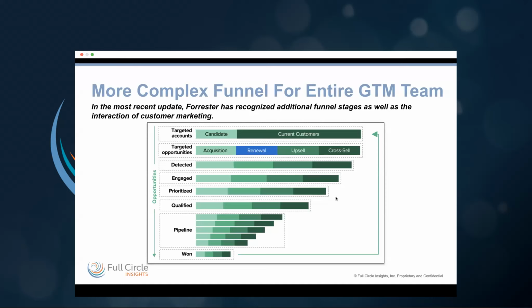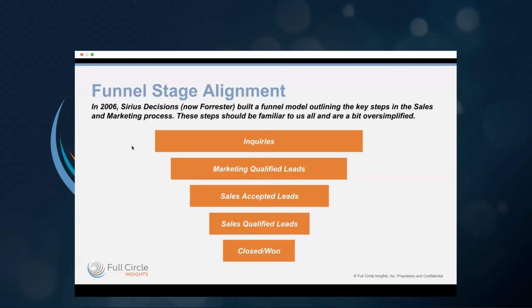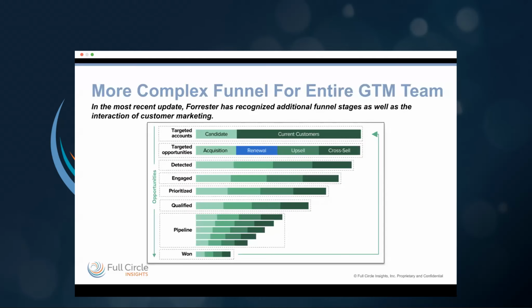And the next picture we have is a much more complex funnel. This is the most recent Forrester demand waterfall. It's a much different picture than this picture, right? It's a much more complicated, complex picture. But what's most important in both of these pictures is the consistency with which you execute your strategy.